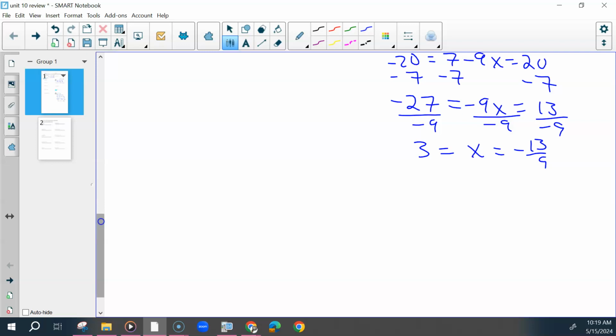So the second one's going to stay a fraction. So when you write your final answer, you're going to have negative 13 ninths and 3. Do we have to do the brackets? Yes.